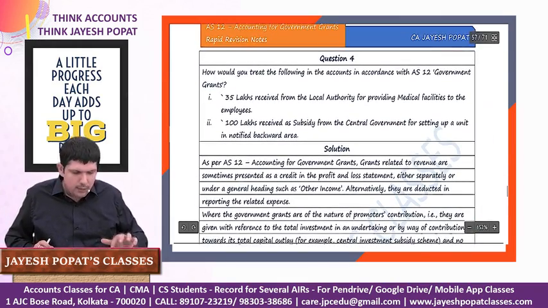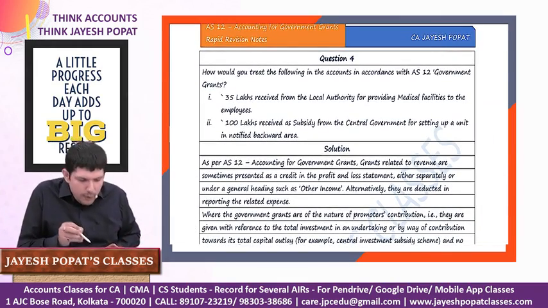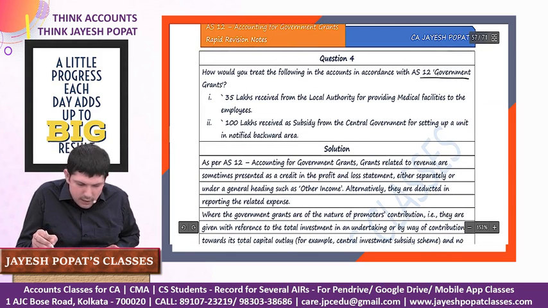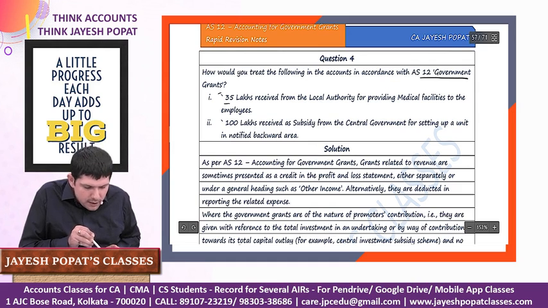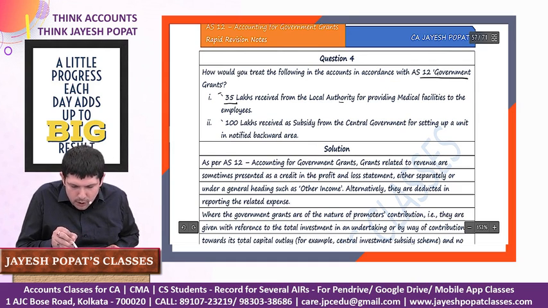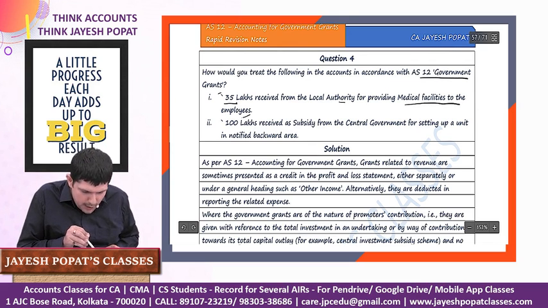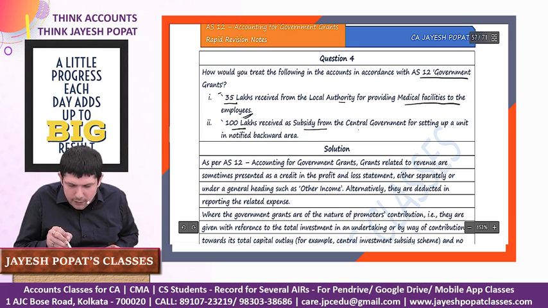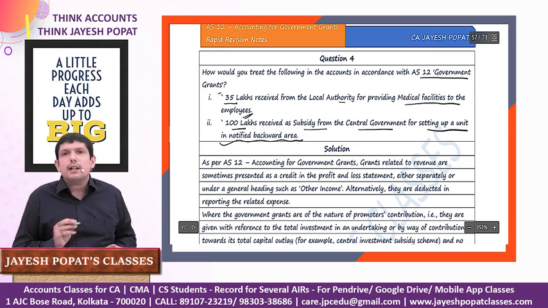Then we look at question number 4. How would you treat the following in the accounts in accordance with AS 12 government grants? Rupees 35 lakh received from a local authority for providing medical facility to the employees. Rupees 100 lakh received as subsidy from the central government for setting up a unit in a notified backward area.